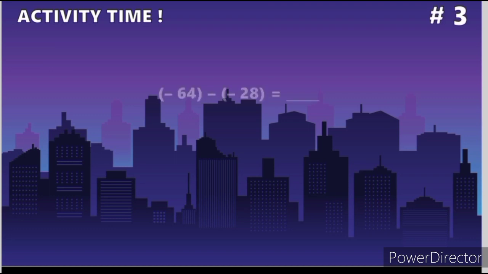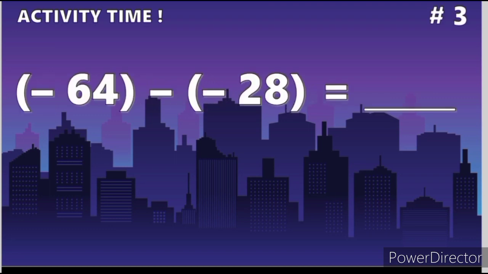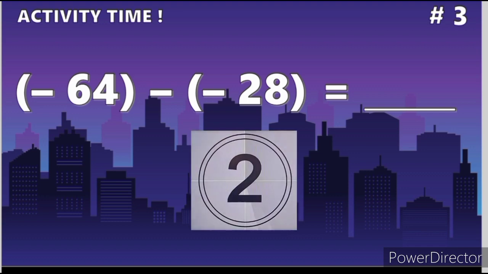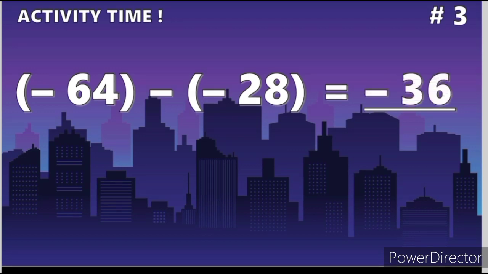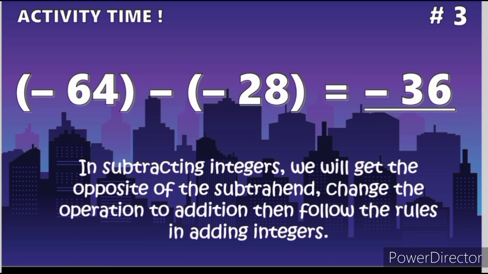Number 3. Negative 64 minus negative 28. What will be our answer? Correct, negative 36. In subtracting integers, we will get the opposite of the subtrahend. Change the operation to addition, then follow the rules in adding integers.